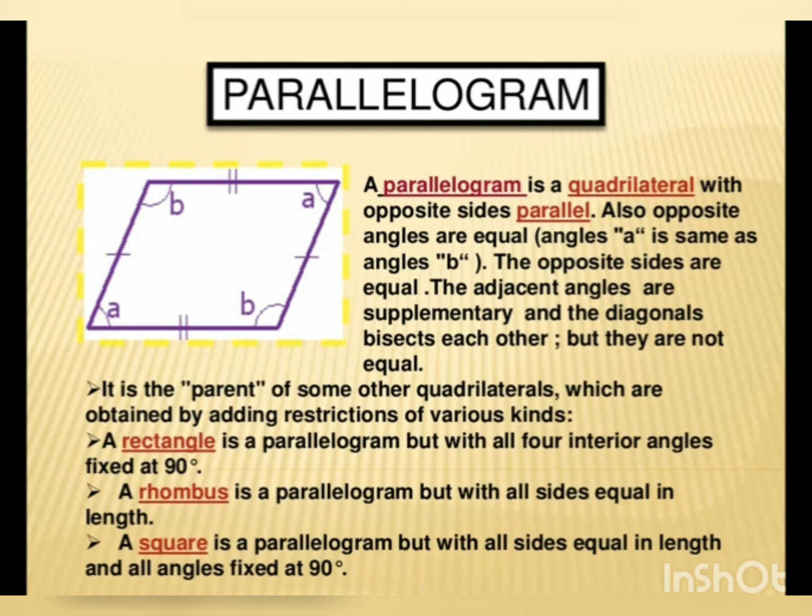So we have seen for parallelogram some properties: opposite sides are congruent to each other, opposite angles are congruent to each other, diagonals are bisecting each other, and the adjacent angles are supplementary to each other.